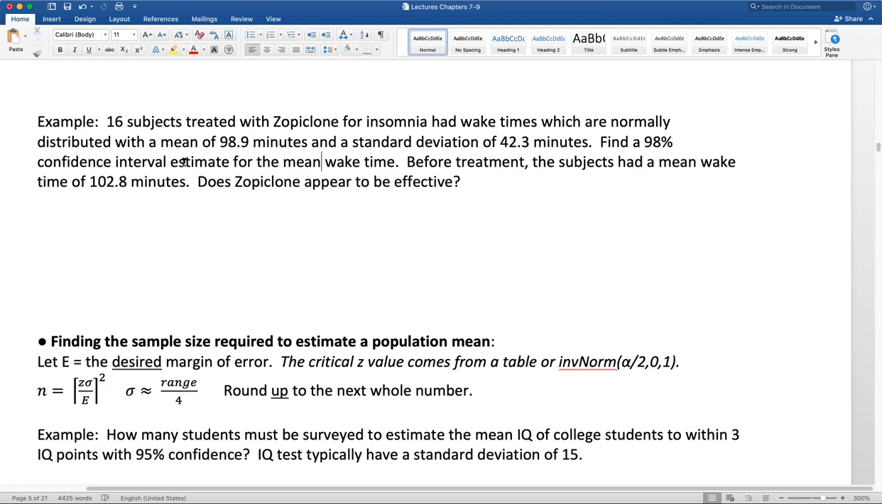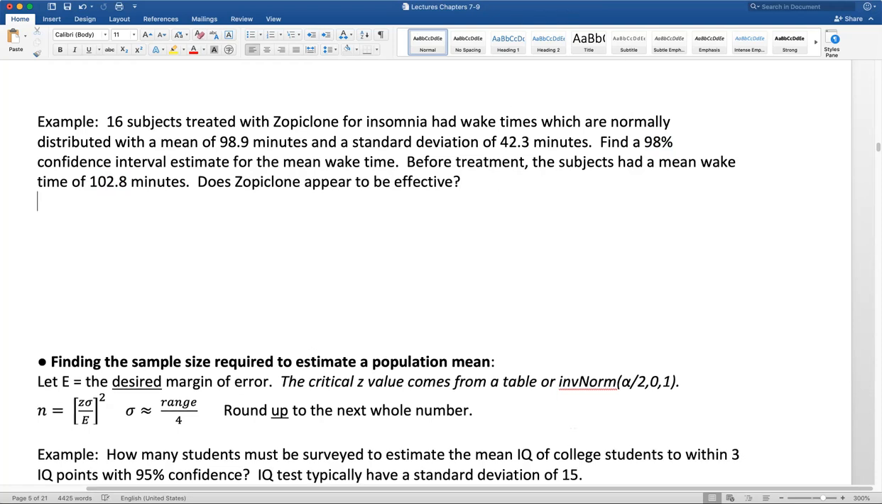So now comes the interval estimate for the mean wake time. Before treatment, the subjects had a mean wake time of 102.8 minutes. So does zopiclone appear to be effective? Let's figure out whether that value is in the confidence interval or not. Now see, first we need to figure out the critical value.